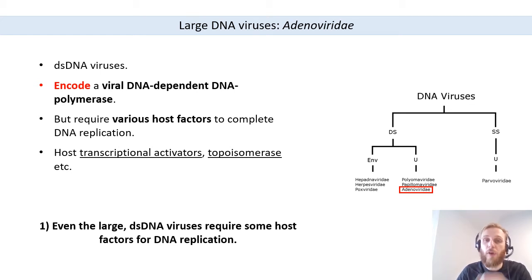They rely upon the host cell for things like transcription factors and for topoisomerase as well. And you'll know what these are from biochemistry and cell biology lectures. The key point here is even though they carry the main enzyme themselves, even though they have their own DNA-dependent DNA polymerase, they still rely upon the host cell for some aspect of genome replication.